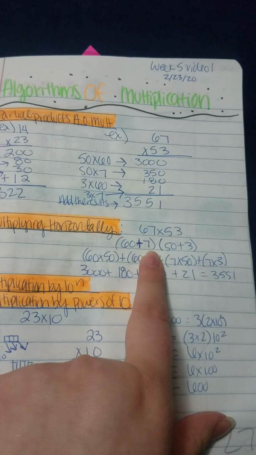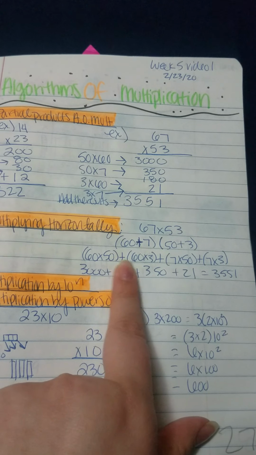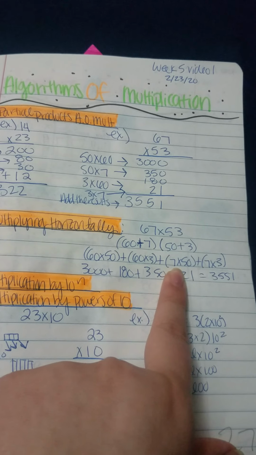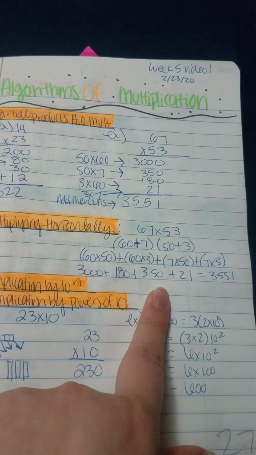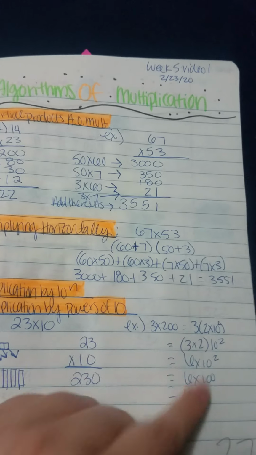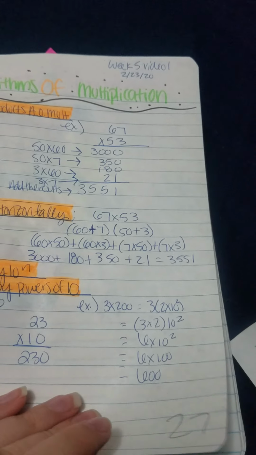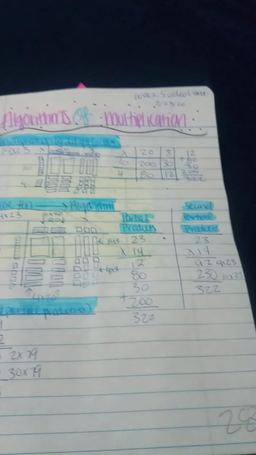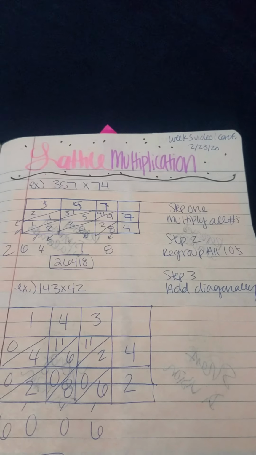You do 60 plus 7 and then 50 plus 3, and then you just multiply the 60 and the 50, the 60 and the 3, 7 and the 50, 7 and the 3. Then you get this big, long, drawn-out mess, basically, and then you add it all together and you get your number. And I like that, such as distributing, because it's very similar to that, in my opinion, and that's a helpful way to remember how to multiply horizontally.